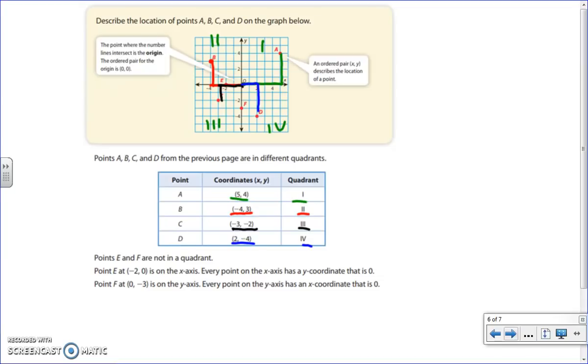So we have points like E and F where they're not actually in a quadrant because they're actually on an axis line. So we would say that they're not in any quadrant. It says that point E is at negative 2, 0. Move backwards 2, up and down 0. It's actually on an axis. Every point on the x-axis has a y-coordinate of 0. Point F is at 0, negative 3. We didn't move left and right at all, but we went down 3. So that is also on an axis. It's not in a quadrant either. Its x-coordinate is 0. So anything on the y-axis means we didn't move left and right at all, making the x-coordinate 0. Anything on the x-axis, we didn't move up and down at all, making the y-coordinate 0.